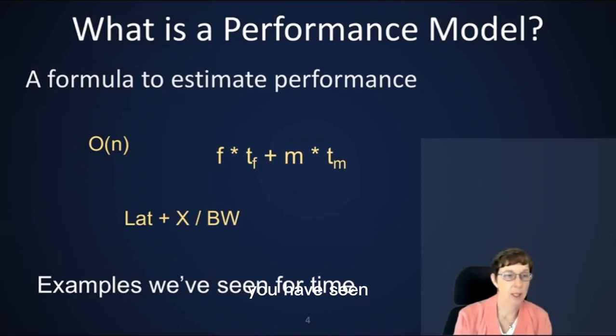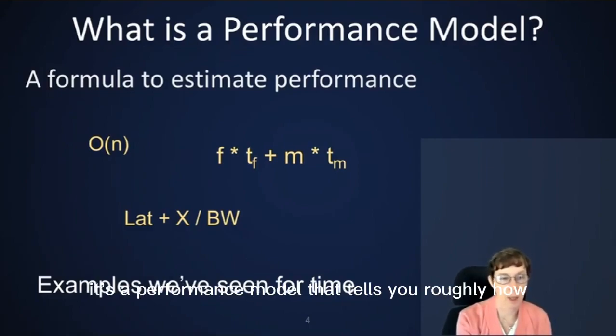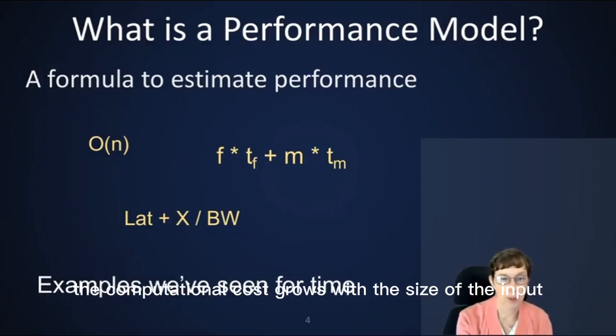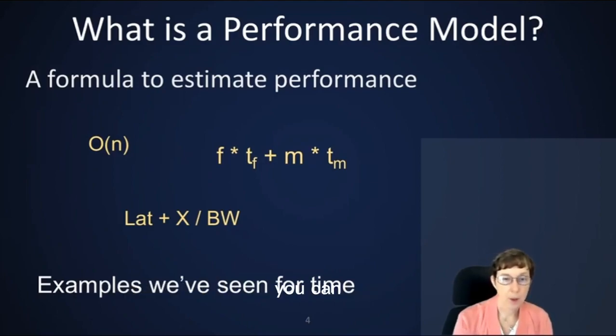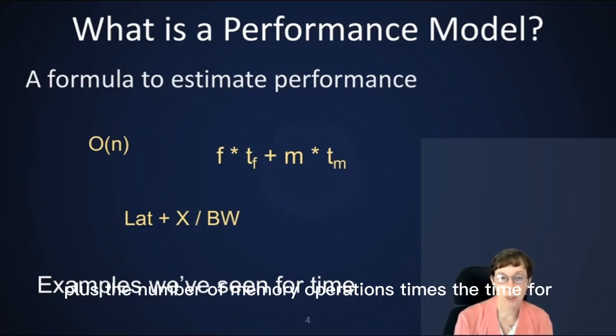So you have seen big O notation in other classes already and in this one. And that's an estimate of the performance. It's a performance model that tells you roughly how the computational cost grows with the size of the input. You've seen more detailed formulas. So we looked at something like this formula, I think back in lecture 2, maybe. It was the number of floating point operations times the time per floating point operation, plus the number of memory operations times the time per memory operation.